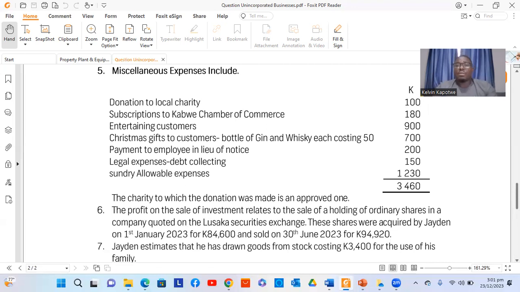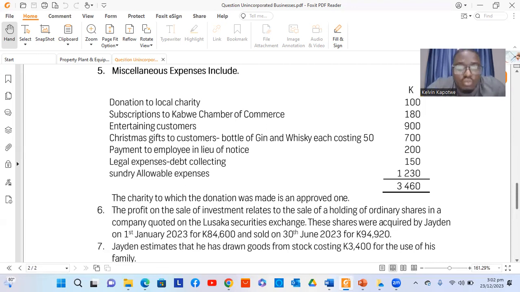Obviously, the reasons are obvious. Why are you entertaining customers? Okay, so customers must come and follow you based on the value that you're providing, on your value proposition. You should not entice customers to come and buy from you, okay? So such entertainment of customers, businesses do that, but those are expenses that are not business related. And as such, they are disallowed.